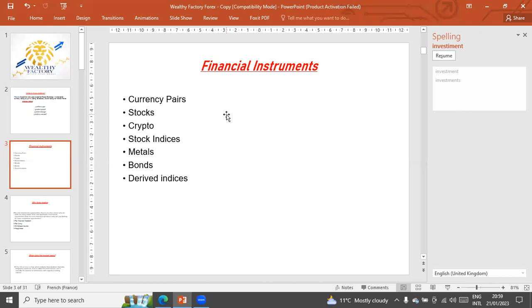Then we have derived indices. They are also called synthetic indices. They are only offered by one broker, which is Deriv. These are indices that are controlled by human behavior. We are talking about Volatility 75, the jumpy indices, boom and crash, step index, the basket index. All those fall under derived indices or synthetic indices.